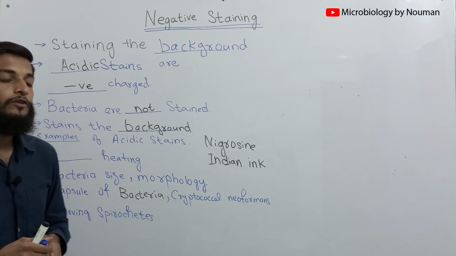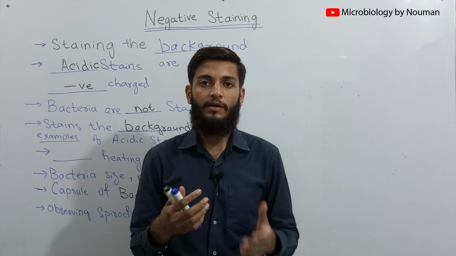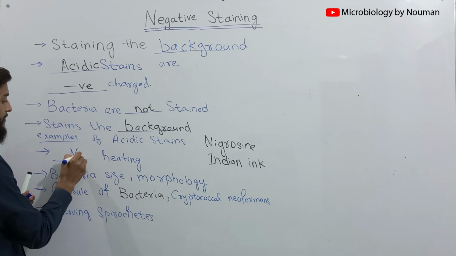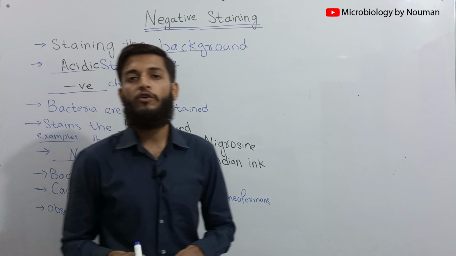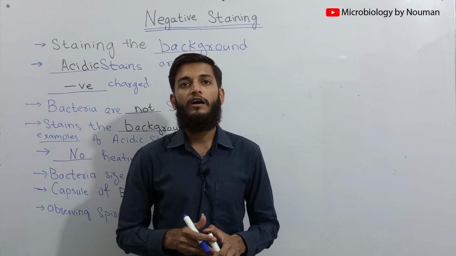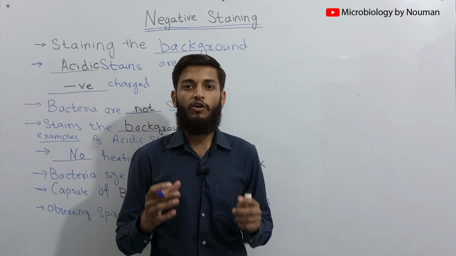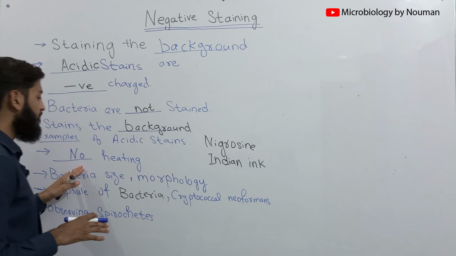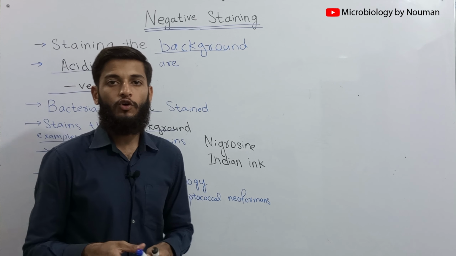In this method, we don't apply any kind of heat, so it's a completely heatless method. Heat usually damages the bacterial structure and causes the bacteria to shrink. So, as we are not using any heat, we can determine the more accurate size of bacteria.